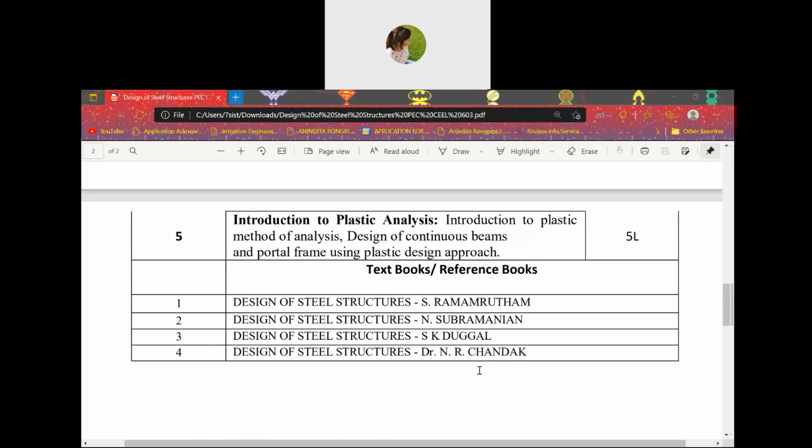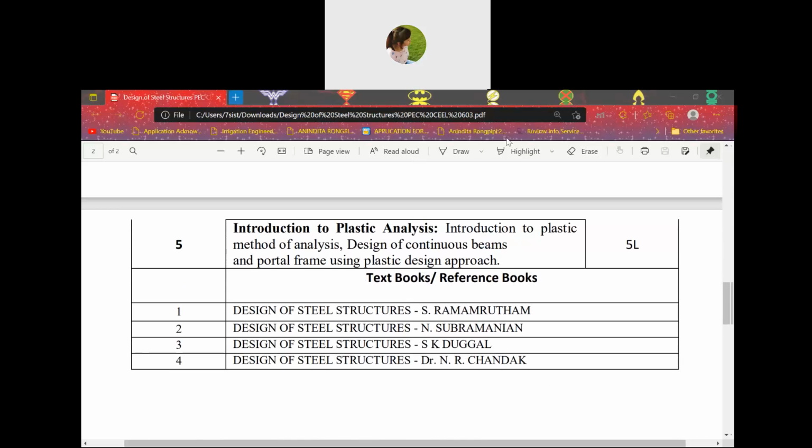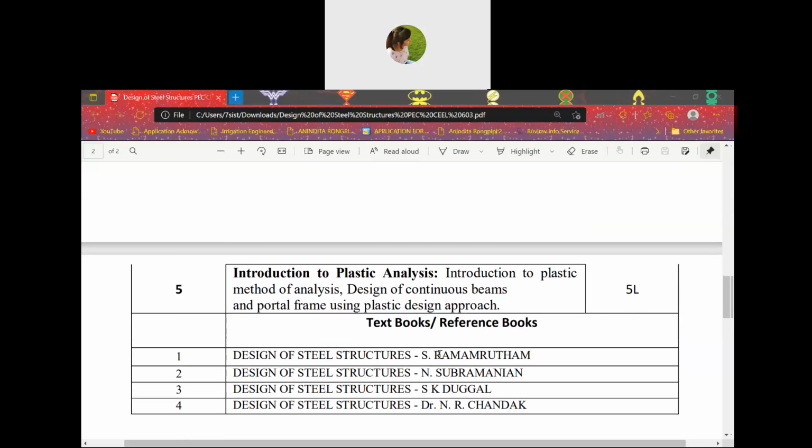For your reference and textbook purposes, there are 4 references mentioned here. The first one is Design of Steel Structures by S. Ramamrutham. Second is Design of Steel Structures by N. Subramanian. Third is again Design of Steel Structures by S.K. Duggal. And the fourth is Design of Steel Structures by Dr. N.R. Chandak. Apart from these textbooks and reference books, you can refer to other books as well.